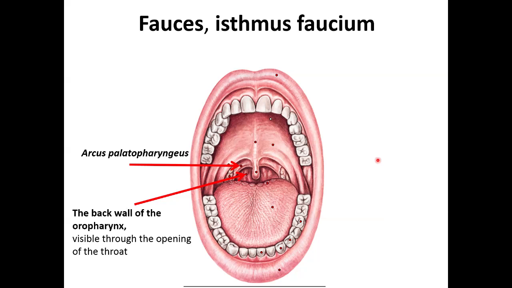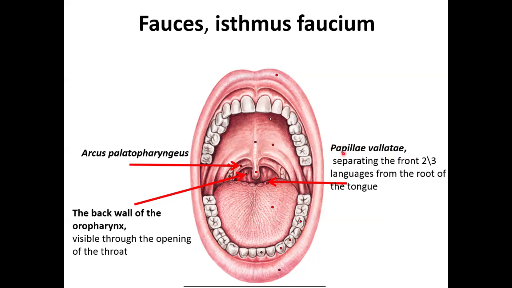And another border of isthmus faucium, of fauces, is these structures on the radix of tongue, radix linguae. They are papillae vallatae, which separate the front 2/3 parts of tongue from the root of the tongue.